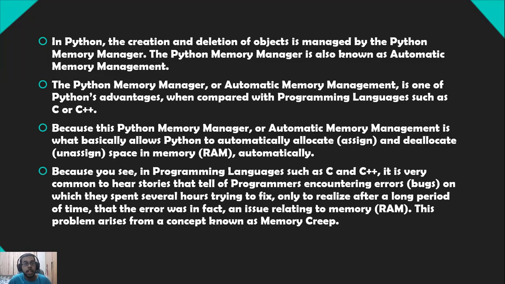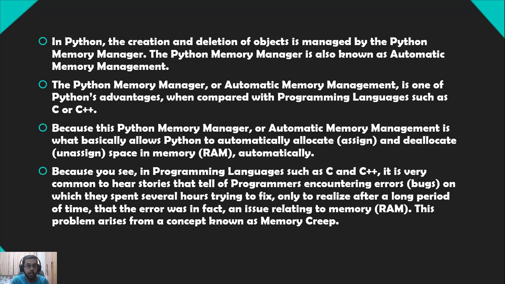In Python, the creation and deletion of objects is managed by the Python Memory Manager. The Python Memory Manager is also known as Automatic Memory Management. The Python Memory Manager or Automatic Memory Management is one of Python's advantages when compared with programming languages such as C or C++, because it is what basically allows Python to automatically allocate, assign, and deallocate, unassign space in memory, RAM, automatically.